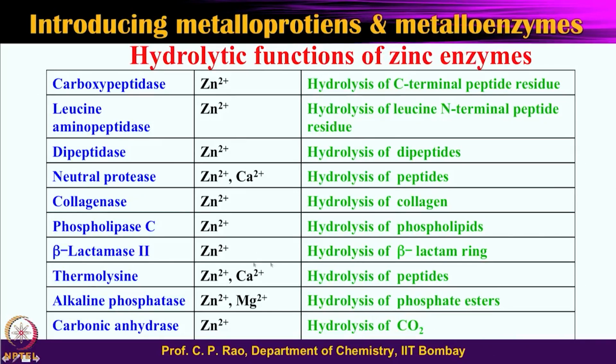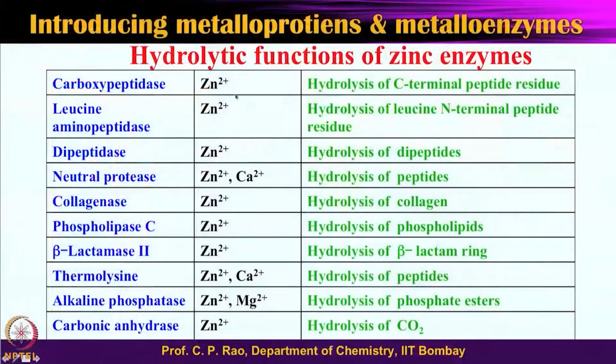Lactamase, beta lactamase, the hydrolysis of lactam rings. Thermolysin, this is hydrolysis of peptides again. Alkaline phosphatase, hydrolysis of phosphate esters. Carbonic anhydrase, hydrolysis of CO2. So, we cannot take it for granted that hydrolysis is a very simple kind of function. It looks like a very simple function, but you see a variety of these, and that is why you have 200 plus enzymes where zinc is working, and this is only for the hydrolysis kind of action.